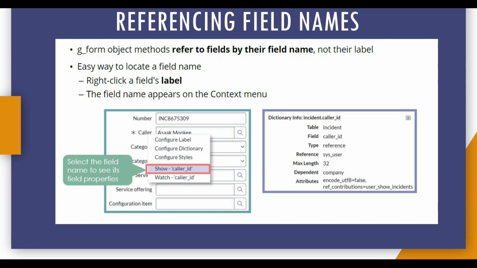For g_form object methods, we basically have to use the database field value of any field. If this is a caller, we have to get the backend value, then only our client script will execute on such fields.